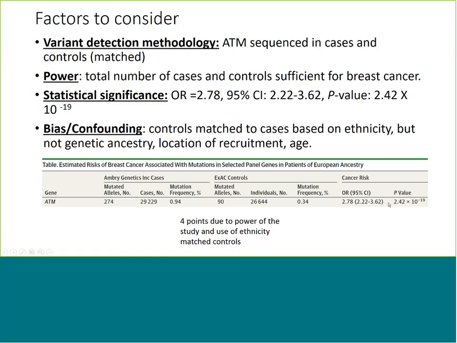So it met our criteria in that it had an odds ratio greater than 2, and the confidence interval didn't drop below 1. And the p-value for looking at the enrichment of variants in cases versus controls, which I think was actually a Fisher's exact test, came out at 2.42 times 10 to the negative 19. So it was highly significant, and I think it was above their threshold based on multiple test correction.